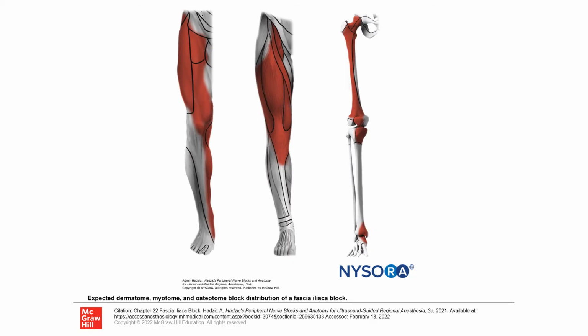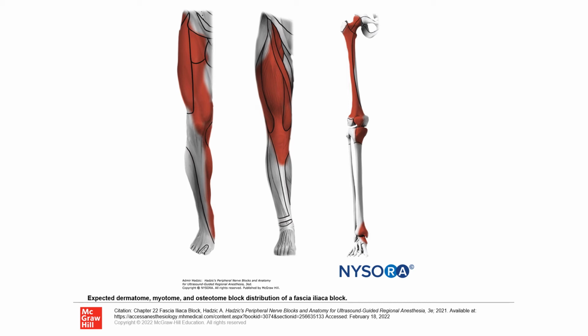After performing a fascia iliaca compartment block, the local anesthetic has an expected dermatomal, myotomal, and osteotomal block distribution that's pretty consistent across each block that's performed. The dermatomal distribution covers the lateral femoral cutaneous nerve, the femoral nerve, and the saphenous nerve, extending from the anterolateral thigh to the medial leg and ankle.